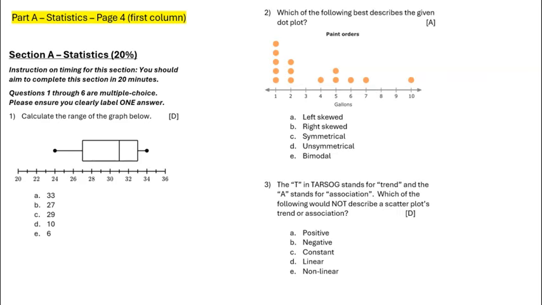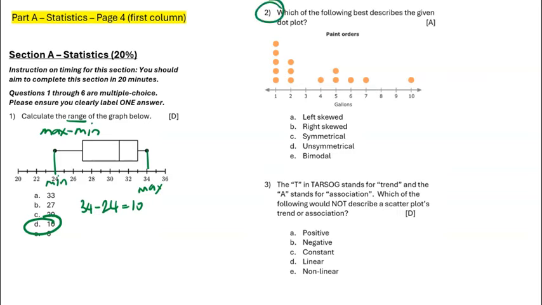Calculate the range of the graph below. If you've forgotten what the range means, the range didn't come up in your formula sheet. Remember, your range is your maximum minus your minimum. So I'm going to need to find both of those from my graph. We can see the maximum over here, that's your maximum of 34. You can see the minimum down here of 24. So you've got 34 minus 24 equals 10. And luckily, that's one of my options. So the answer there would have been D.